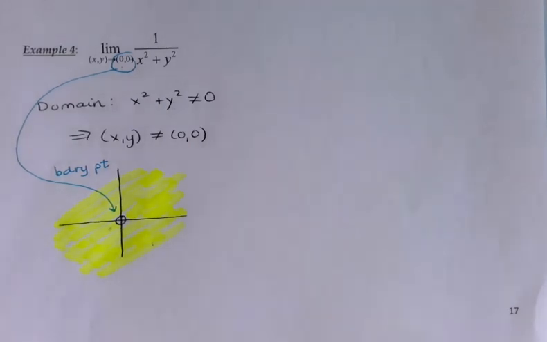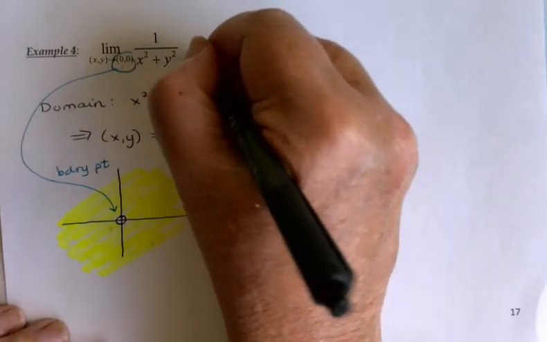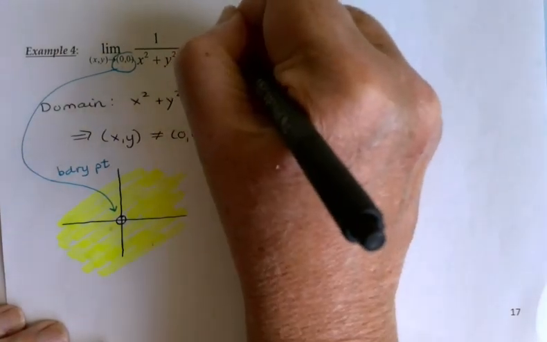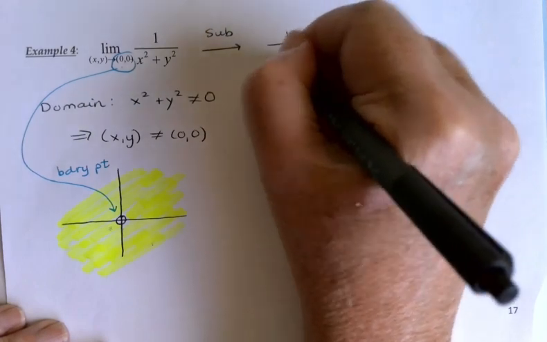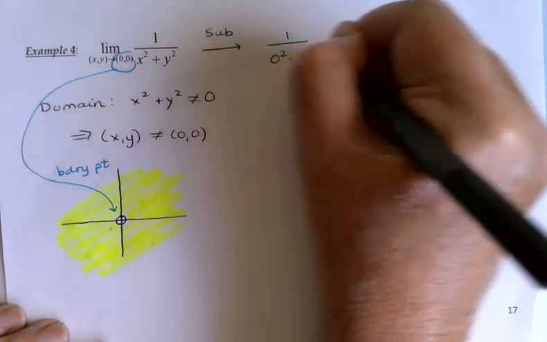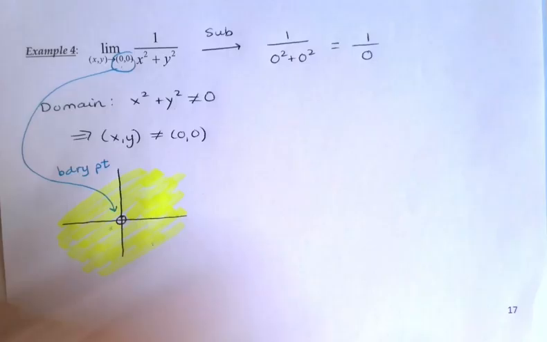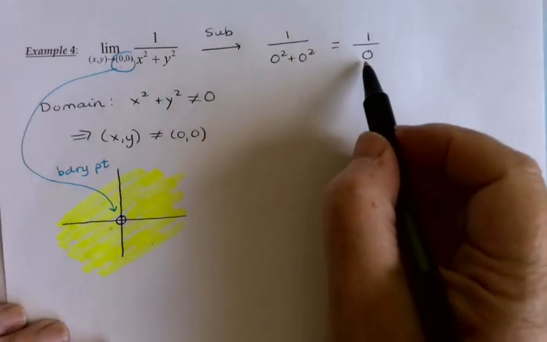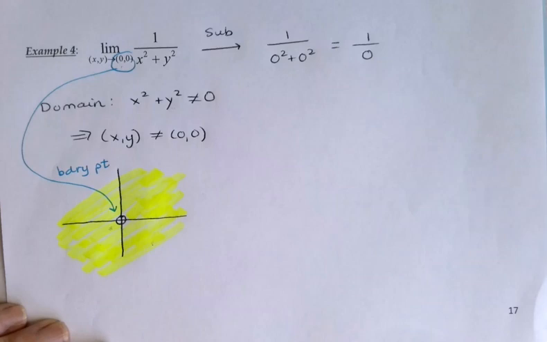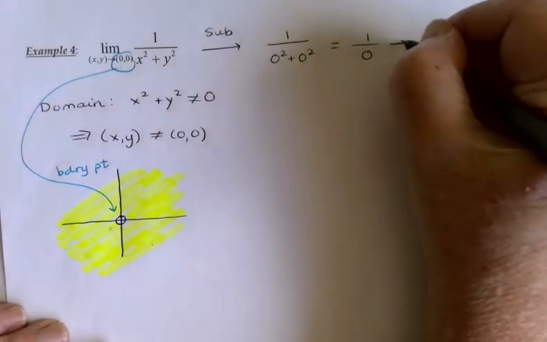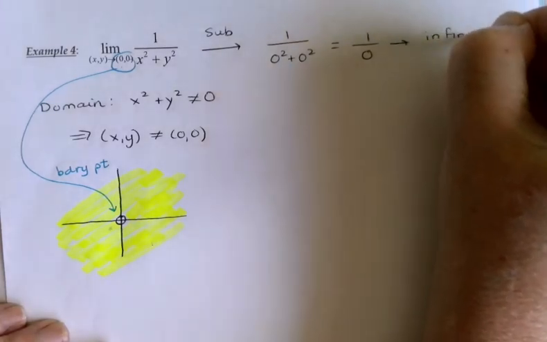I therefore will expect that when I try to plug it in, something bad is going to happen, and of course you can see this one pretty easily. If I try substitution, I would get 1 over 0 squared plus 0 squared, giving me 1 over 0 again. And as soon as I see that non-zero over 0, I'm going to conclude once again that we have an infinite limit.